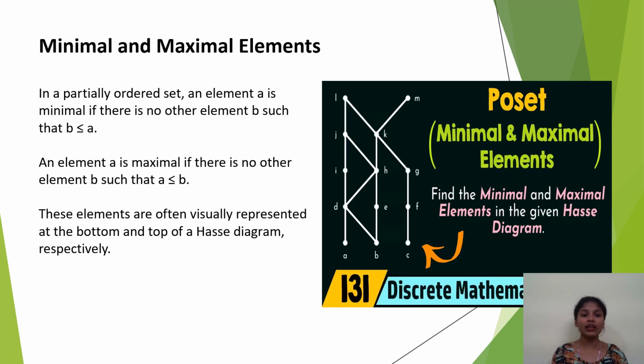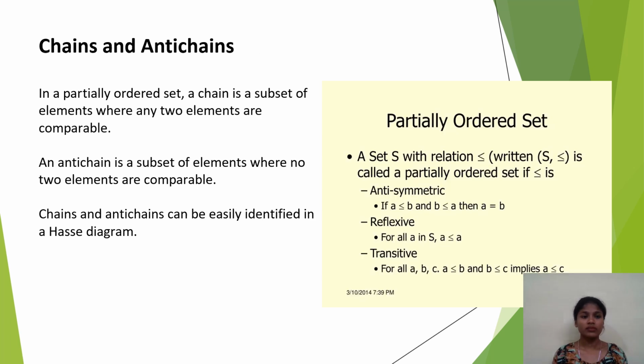Minimal and maximal elements. In a partially ordered set, an element A is minimal if there is no other element B such that B is less than or equal to A. An element A is maximal if there is no other element B such that A is less than or equal to B. These elements are often represented at the bottom and top of the Hasse diagram respectively. Chains and anti-chains. In a partially ordered set, a chain is a subset of elements where any two elements are comparable. An anti-chain is a subset of elements where no two elements are comparable. Chains and anti-chains can be easily identified in a Hasse diagram.